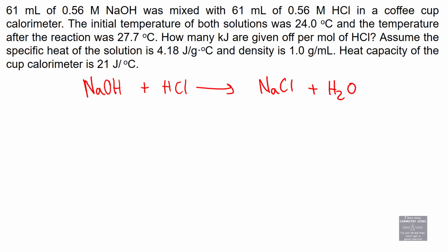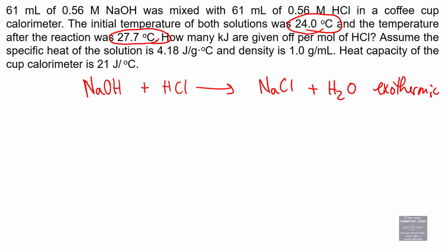But the initial temperature was 24. The temperature after reaction is 27.7. The reaction temperature went up. And because the reaction temperature went up, that tells me this reaction is exothermic. Because the temperature went up, it went up because the thermometer absorbed heat. The thermometer absorbed heat that the reaction was giving off. That's the biggest point in all of this, that you've got to get the signs right in all this calorimetry stuff.